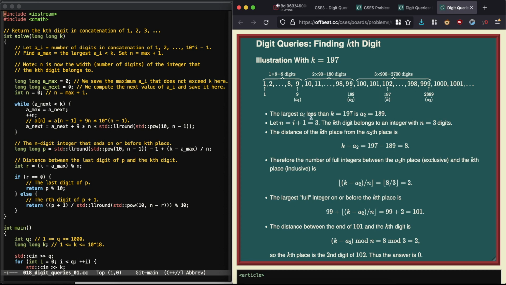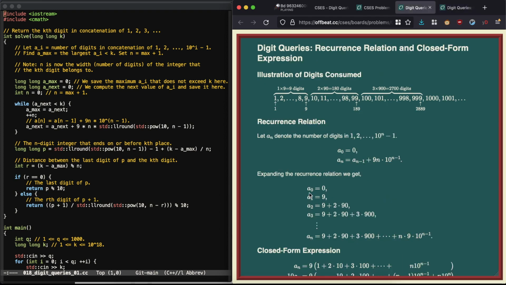So the largest A_i less than k equals 197 is A2 equals 189. I'm calling them all A_i, according to the notation that we have established here: A0, A1, A2, A3. So what is A? I've not defined A anywhere. I would say A_k represents the number of digits consumed from 1 to the largest k-digit integer. So for example, A2 represents the number of digits from 1 to the largest 2-digit integer, which is 99 here.